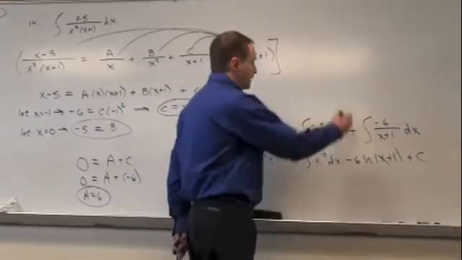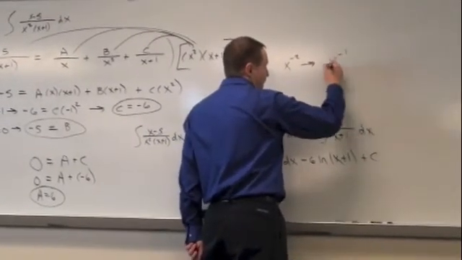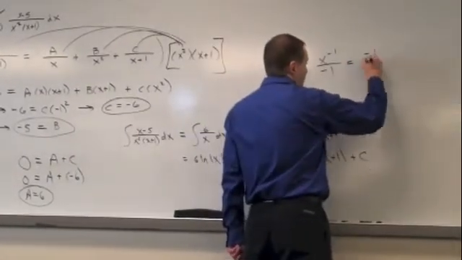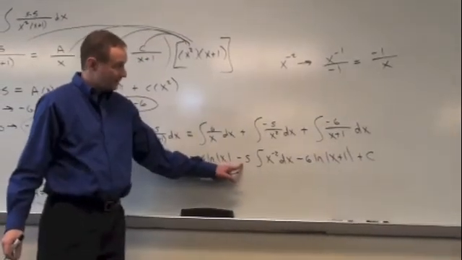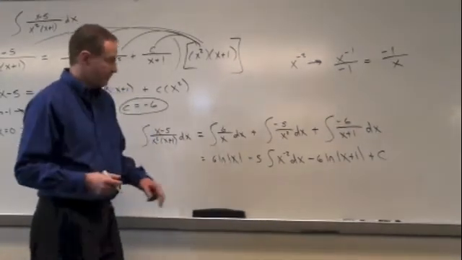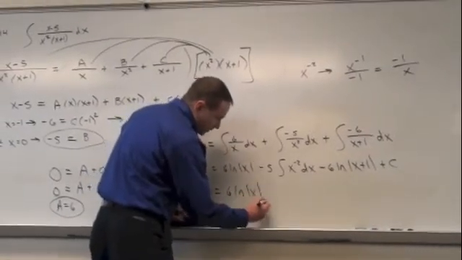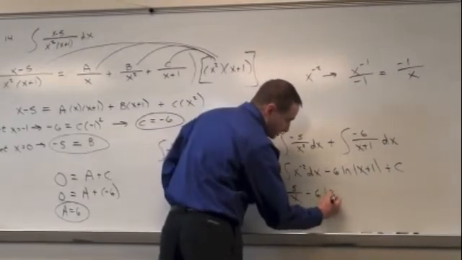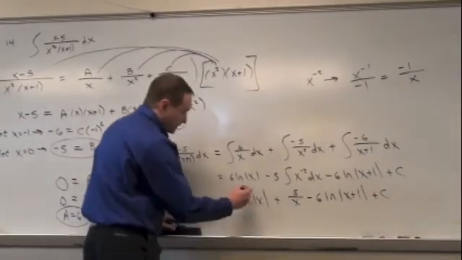I know x to the negative 2, when I integrate, is x to the negative 1 over negative 1, which is the same thing as negative 1 over x. So this middle term is negative 5 times negative 1 over x, which makes it plus 5 over x. So I'll say 6 natural log of x plus 5 over x minus 6 natural log of x plus 1 plus the constant of integration.